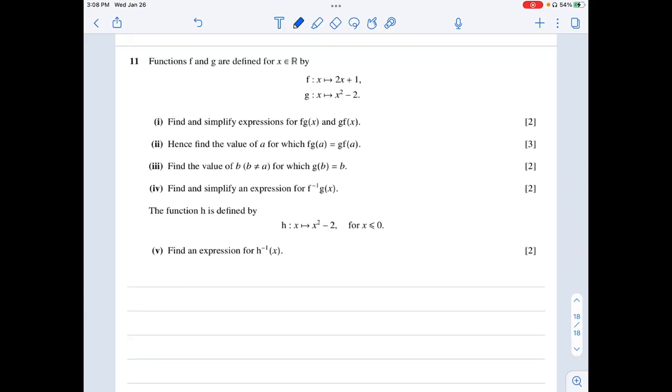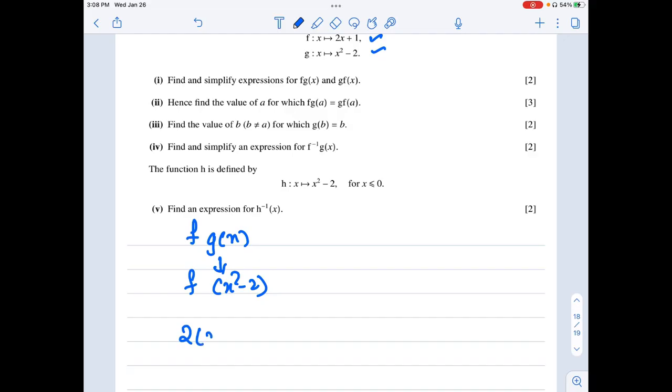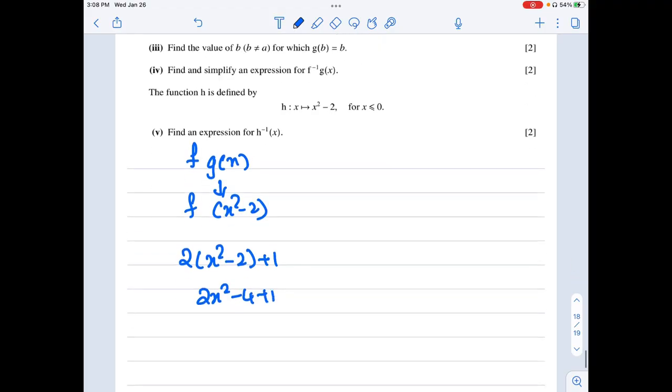Last question, 11th question. f of x is 2x plus 1, g of x is x square minus 2. Find an expression for f of g of x. g of x is nothing but x square minus 2. Now plug in that x square minus 2 in function f. 2 times x square minus 2 plus 1. So it becomes 2x square minus 4 plus 1. So simplified becomes 2x square minus 3.